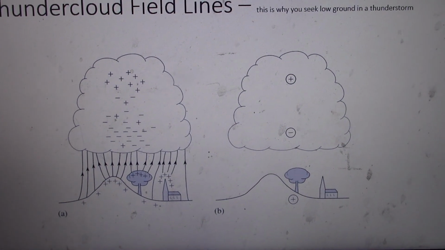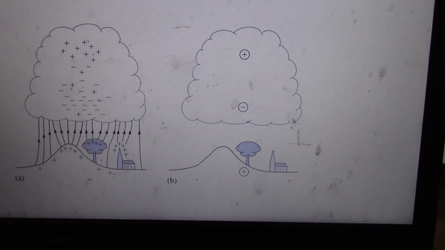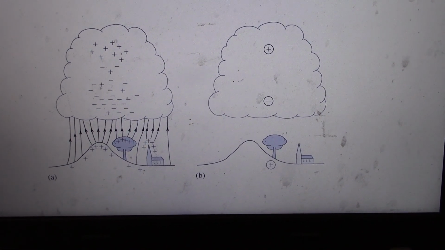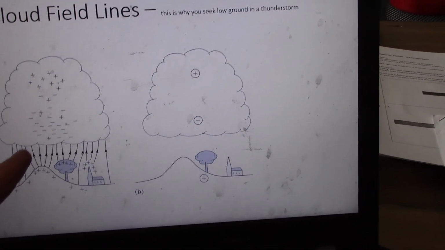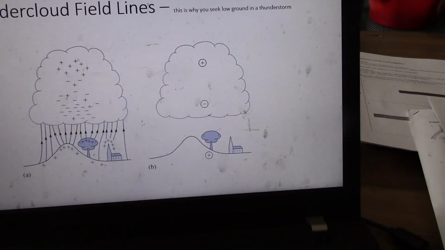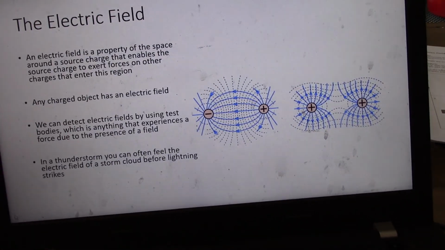Okay, so the field lines, and you can see that build up. And the charge separation with the electric field lines. And these electric field lines are actually the lightning dissipating. I'm not going to talk about magnetism right now.